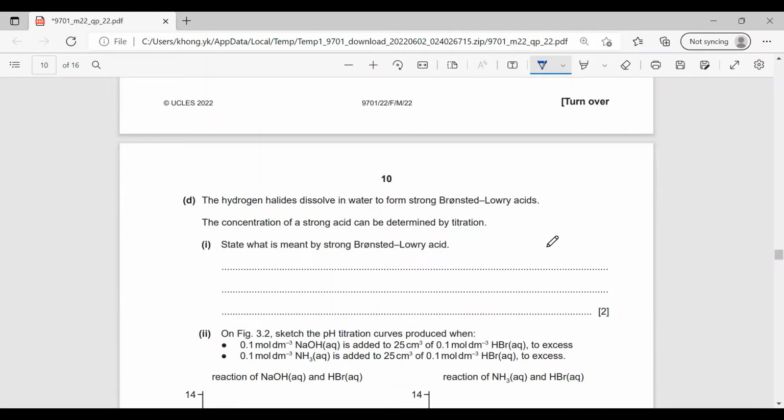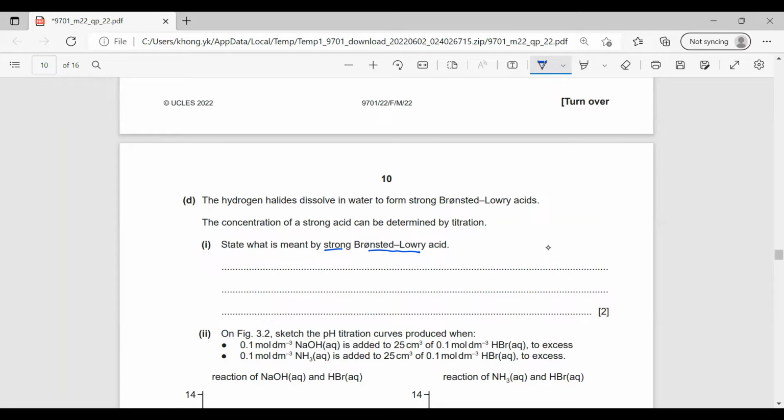a strong Bronsted-Lowry acid. So state what is meant by the term strong Bronsted-Lowry acid. Since this is a 2-mark question, you need to give a definition of the meaning of strong and the meaning of Bronsted-Lowry acid.